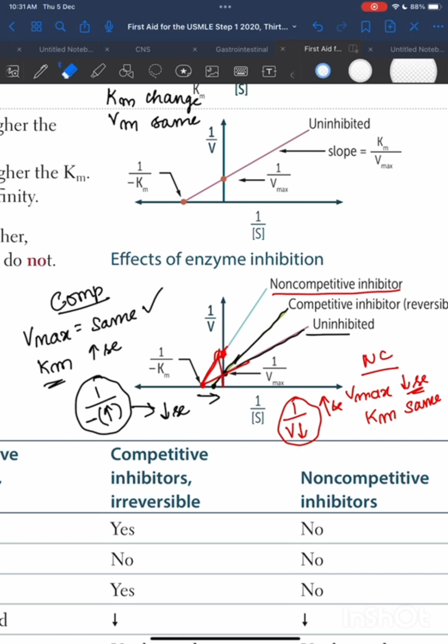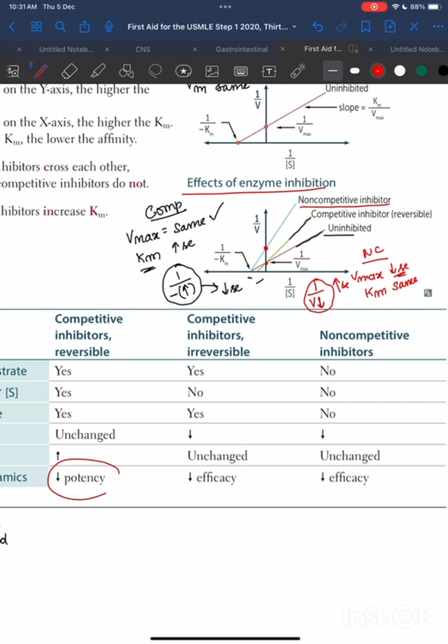See, I will erase everything. If Vmax decreases, the whole value increases, so it goes a little upward, and the normal one is here, this one is here. Okay, these are the effects of enzyme inhibition. About potency and efficacy, I will discuss in the drug response curve in the next video, pharmacodynamics.